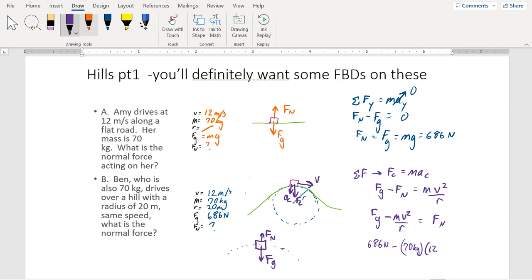I already know this is 686 newtons, and the mass is 70 kilograms. V is 12 meters per second. Don't forget the square. And the R is 20 meters. So that becomes 686 newtons minus 504 newtons, which is going to equal 182 newtons, is the normal force. That is the normal force there.